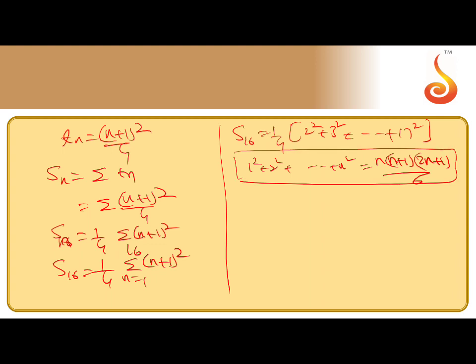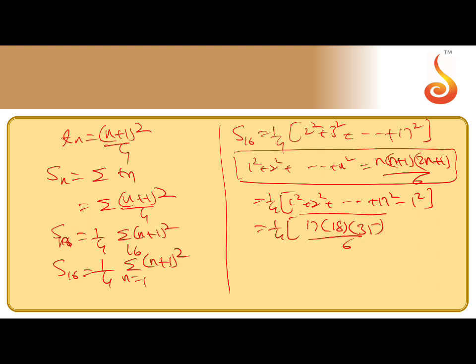But here we start with 2 square. Add and subtract 1 here: 1 square, 2 square and so on up to 17 square, minus 1 square. Use the formula n into n plus 1 into 2n plus 1 by 6. But what is n here? 17. So 17 into 18 into 2 times 17, 34 plus 1, 35, by 6. I use this formula for this case. Minus 1, that is here.